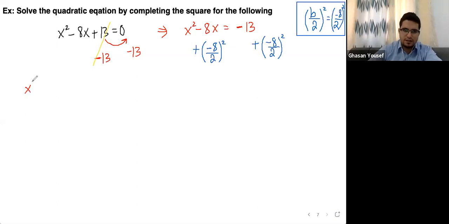So I get here x squared minus 8x plus 16 equals minus 13 plus 16. What is the value of minus 13 plus 16?